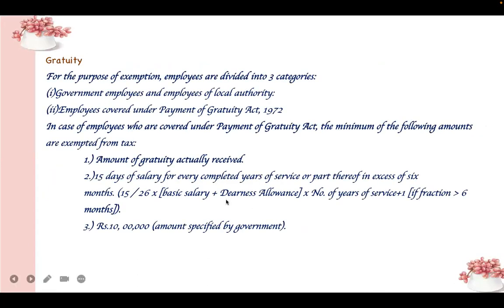Gratuity. For the purpose of the exemption, employees are divided into three categories: government employees and employees of the local authority, employees covered under the Payment of Gratuity Act 1972, and others. In case of employees who are covered under the Payment of Gratuity Act, the minimum of the following amounts is exempted: the actual gratuity amount received, 15 days of salary for every completed year of service or part thereof in excess of 6 months, or 10 lakhs, whichever is lesser.